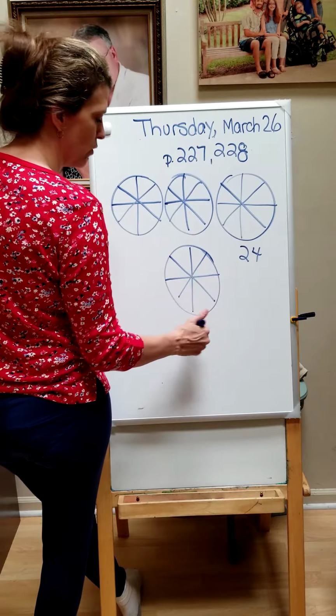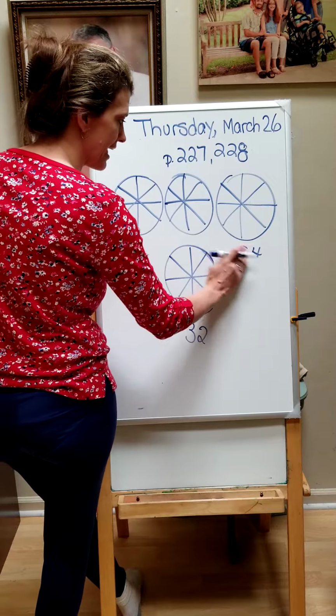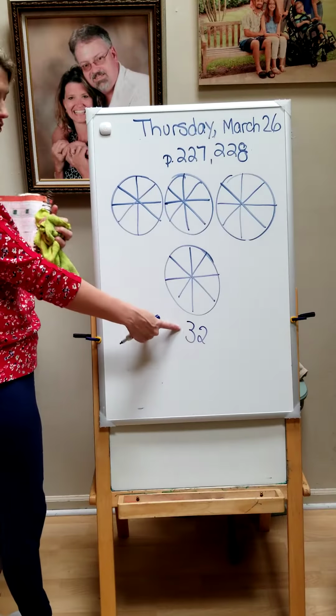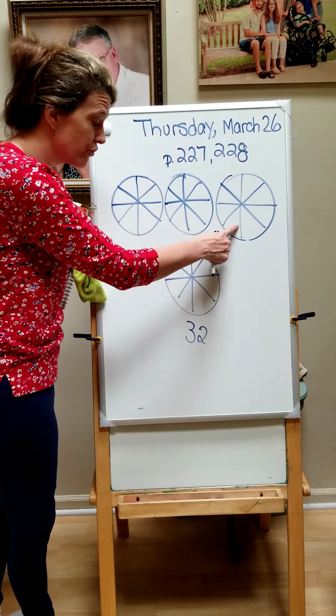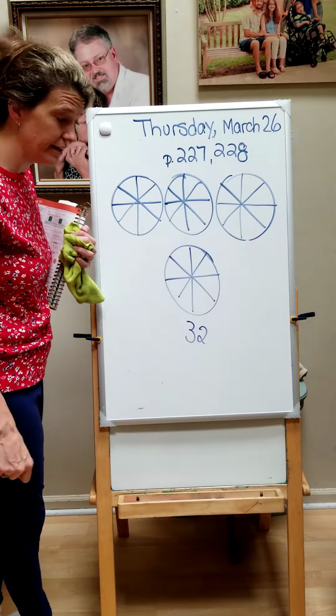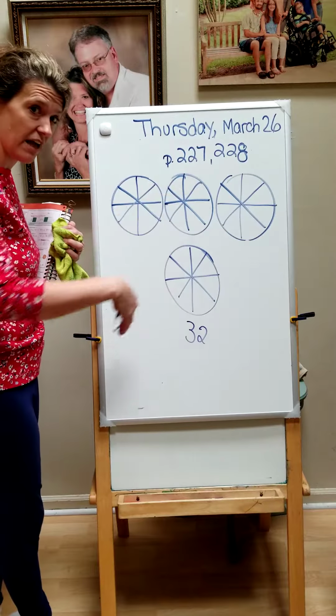So 8 times 4 would be 32. And look at that. 32 slices. So how many pizzas did I need? 1, 2, 3, 4. Okay? So drawing a picture, I figured it out that way.